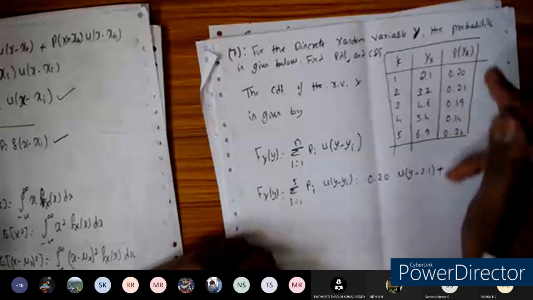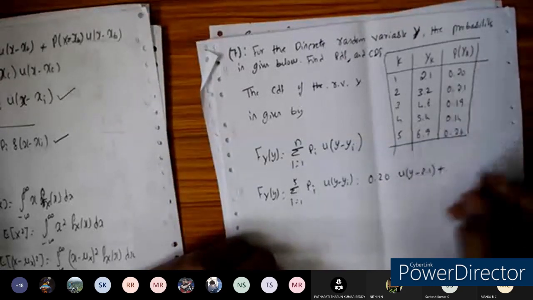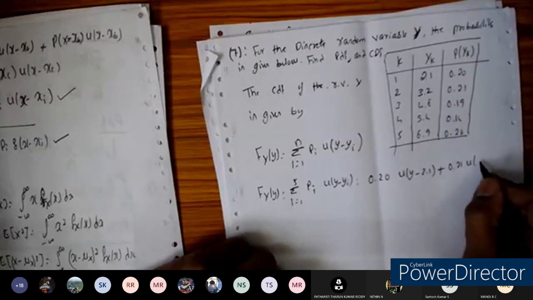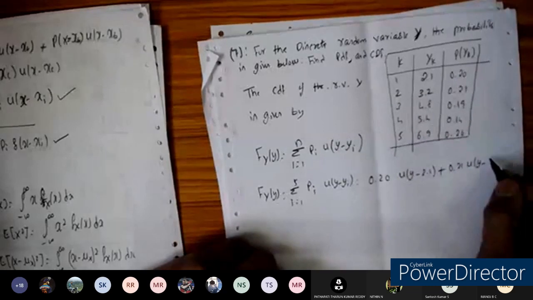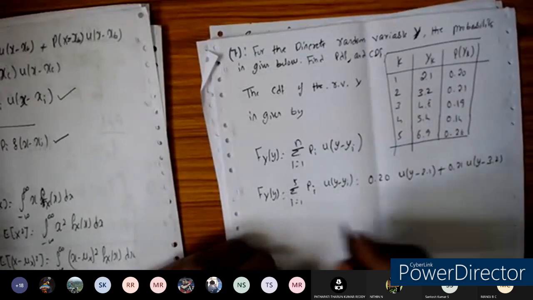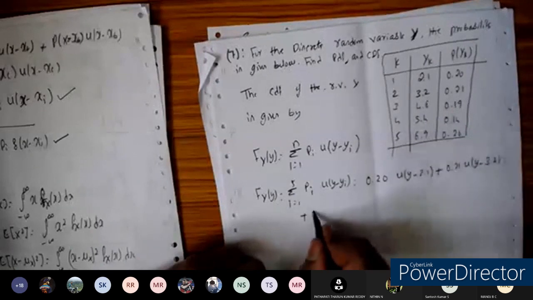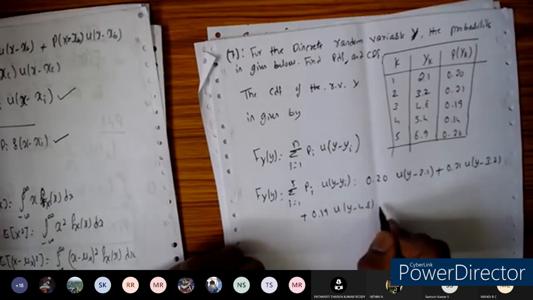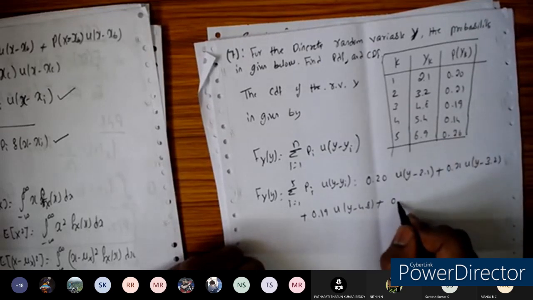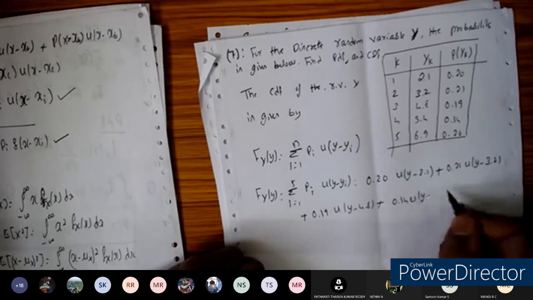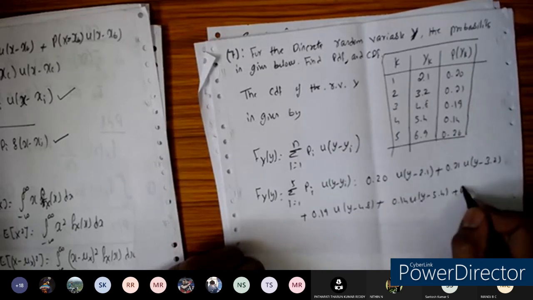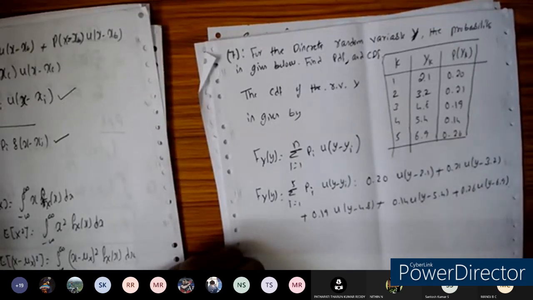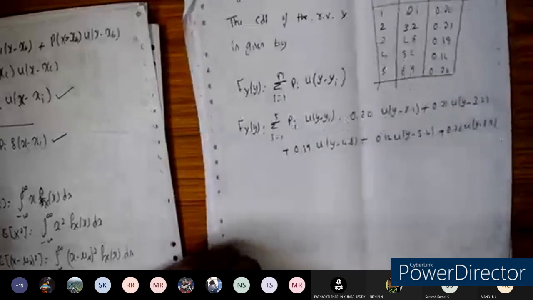Next, plus 0.21, which is p_2, times u of (y minus 3.2). Plus 0.19 times the unit step function of (y minus 4.8), plus 0.14 times u of (y minus 5.4), plus 0.26 times u of (y minus 6.9). So this is our expression for the CDF.